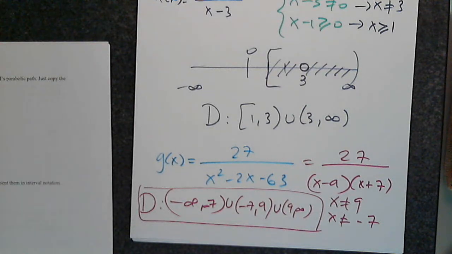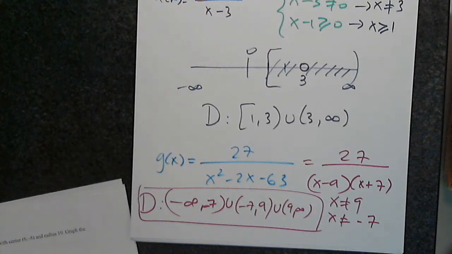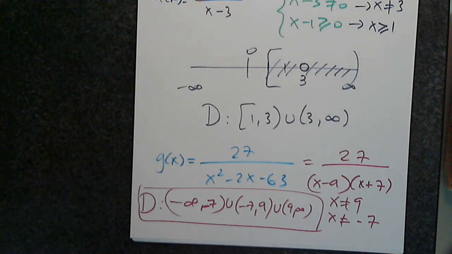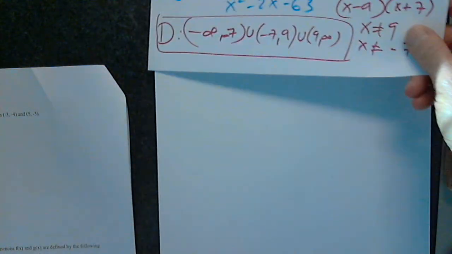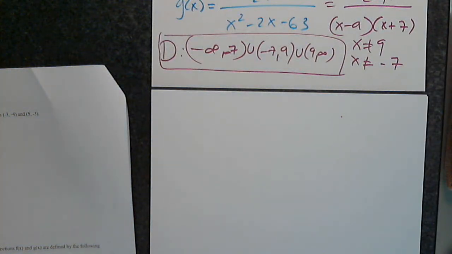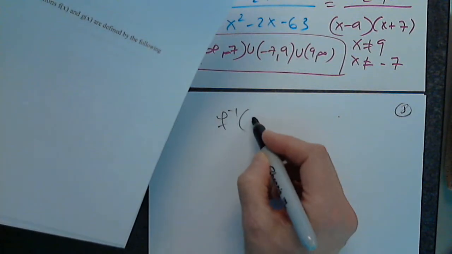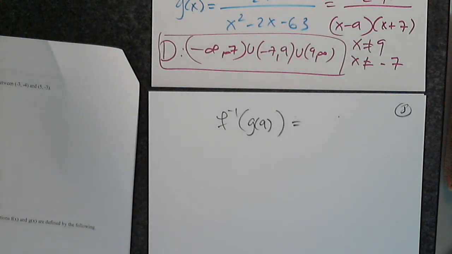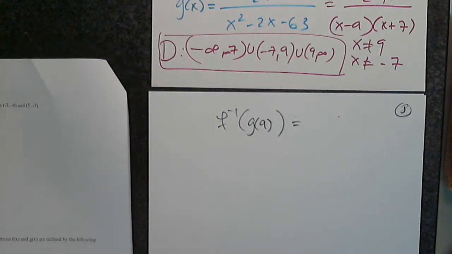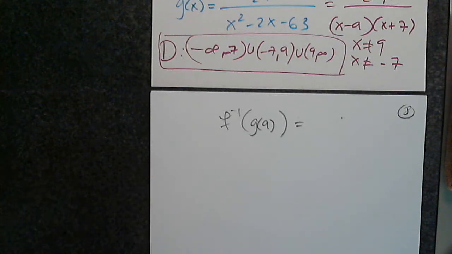Okay. Next question, please. Number 12. Let's look at number 12. We've done number 12 in class at some point in time. So let's take a look. We're asked to find f inverse of g of 9. Where do we start? What do we have to find first? Excellent. So look at the table and find g of 9.